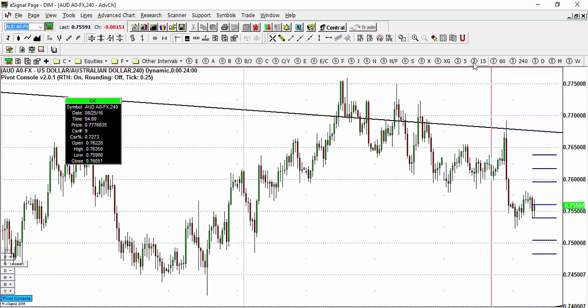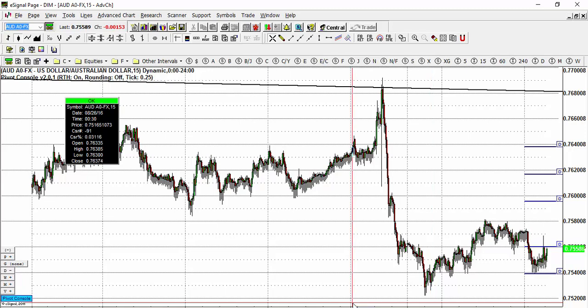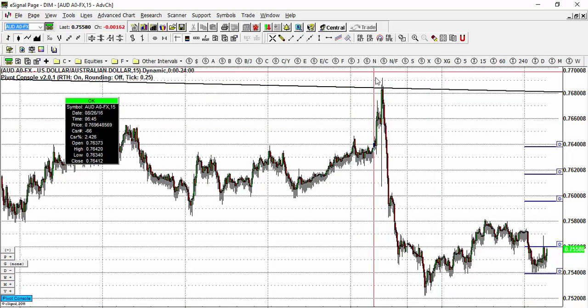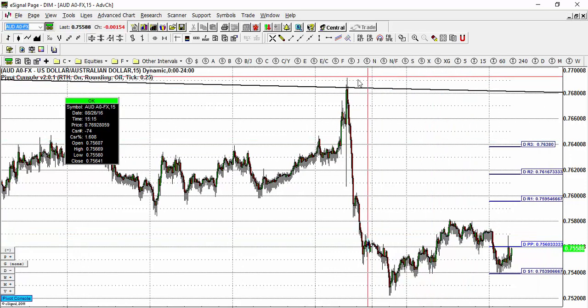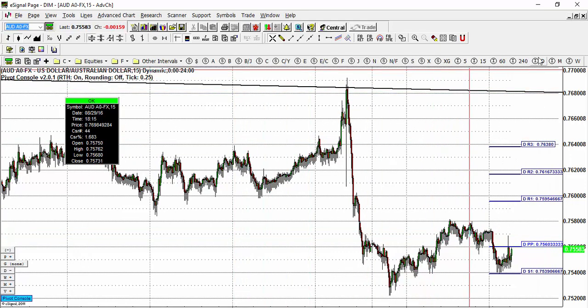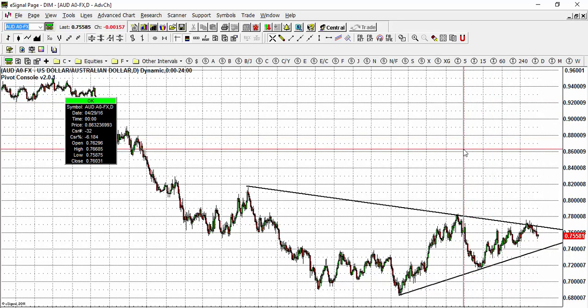This is a 4-hour chart. This is the 15-minute chart. We had a huge swoon down from the 77 level all the way to 75.20. What we're looking for in the Australian dollar is which direction it will break out of this range. Will it move to the upside, or will the market break below this triangle and continue to the downside? And this is what we have to wait and see.